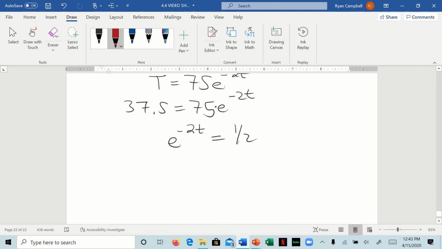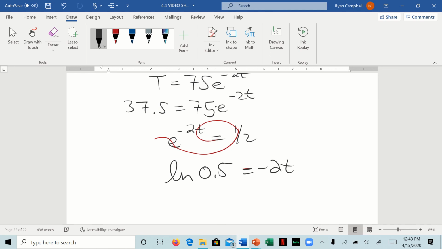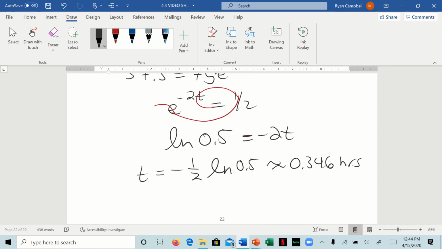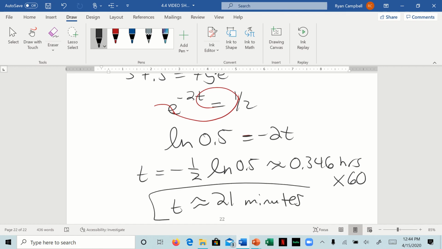Okay. So to put in our other form, we see it's log base e, which is natural log, of 1/2, or 0.5, equals negative 2t. So we can see that t is going to be negative 1/2 natural log of 0.5, which is about 0.346 hours. So if we multiply that by 60, we see that we get about 21 minutes. So it's going to take about 21 minutes to halve the temperature.